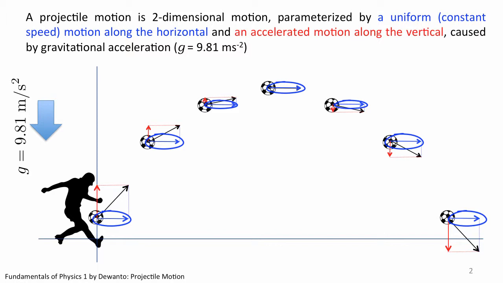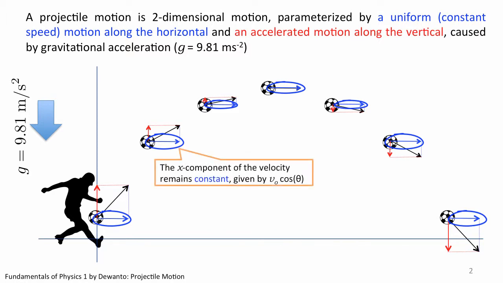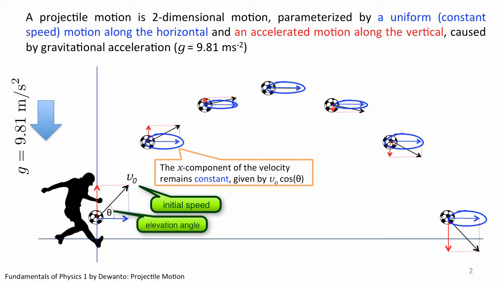The speed is given by v0 cosine theta, where v0 refers to the initial speed of the projectile when it is just launched or kicked, and theta is the angle at which the projectile is shot. It is technically called the elevation angle. So notice that theta should fall between 0 and 90 degrees.